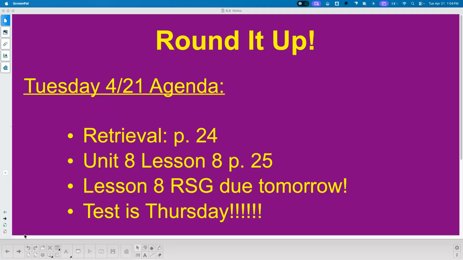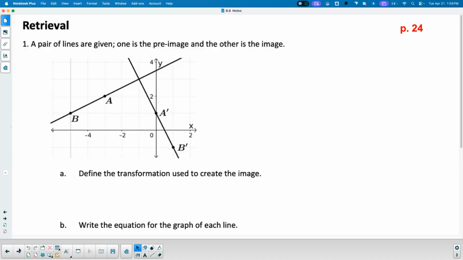Okay, just a reminder that your test is Thursday. Actually, your test on this stuff, on these instructions, is this week Thursday. Okay, all right. Here we go.